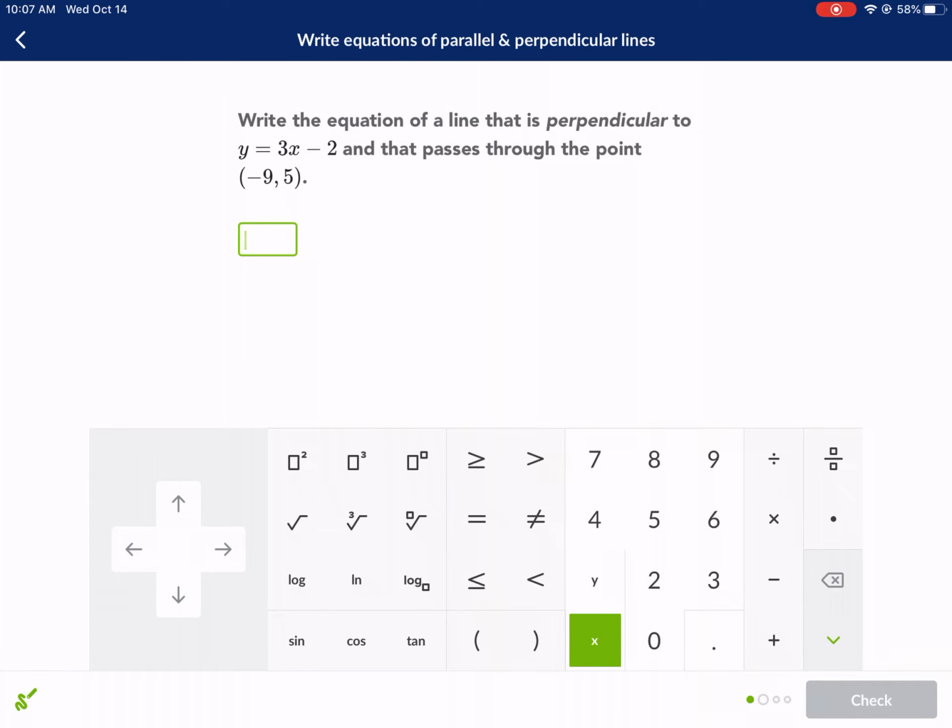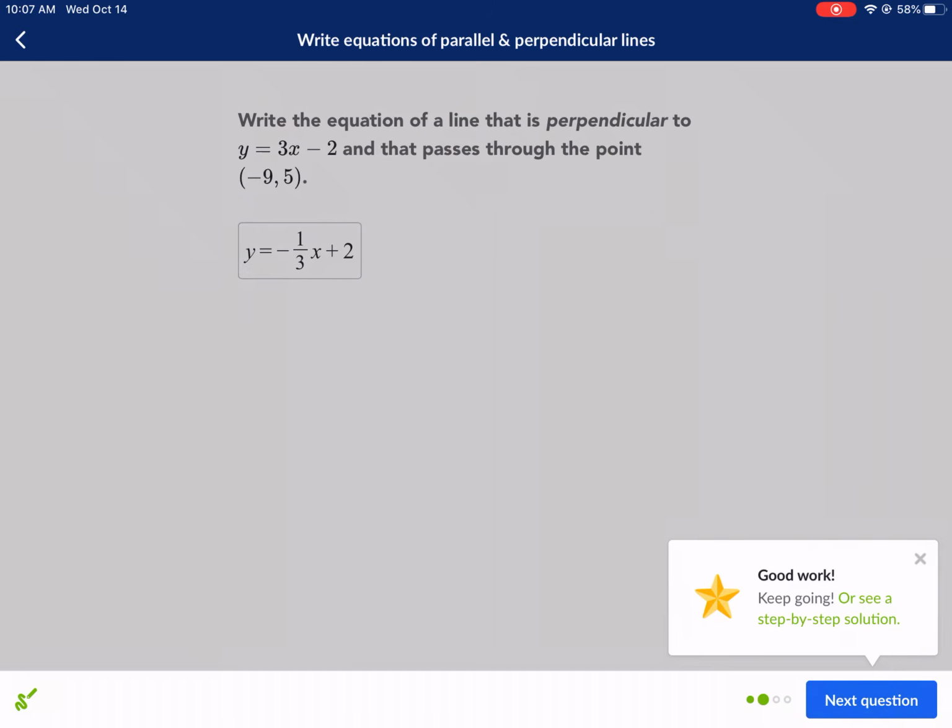Okay, so I got to go over here. Y equals, I need a fraction. Oh, I should probably put negative out in front. Negative 1/3. Okay, I need to go over here now. X plus 2. Double check that. Plus 2. Okay, check it. Okay, that's what I wanted.